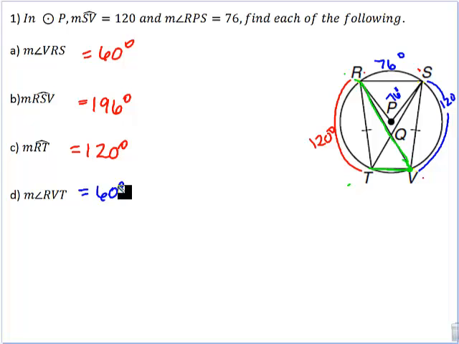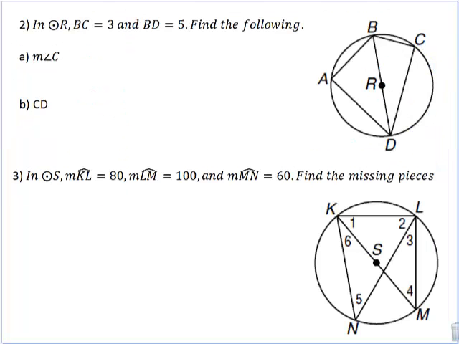All right, so let's do the next example then. In circle R, BC is 3, BD is 5. Find the following, angle C and CD. So BC is 3, and BD, so that whole length is 5. So the first thing we want to do is find the measure of angle C.